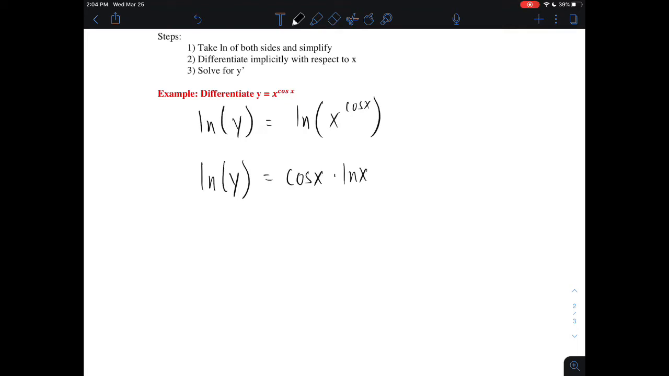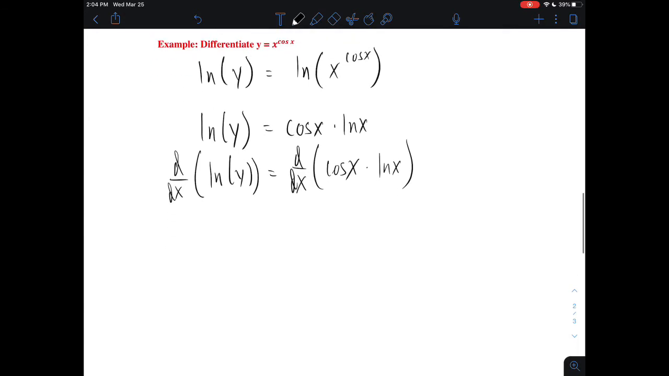Now that we have this simplified, you can see what we're going to do next. If we take the derivative with respect to x, we get to use the product rule. So the derivative with respect to x of the left-hand side, and then the derivative with respect to x of the right-hand side. On the left-hand side, we would have to use implicit differentiation. This turns into 1 over y. That's the derivative of the outside function, the natural log function. But now I have to multiply by y prime. That's the derivative of the inside.